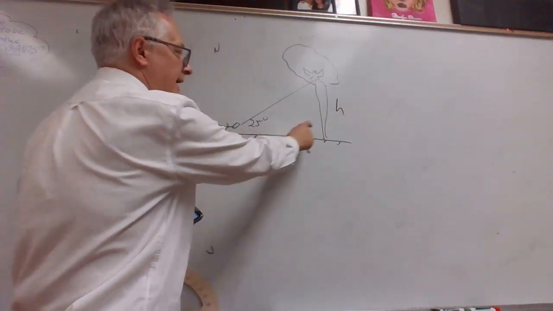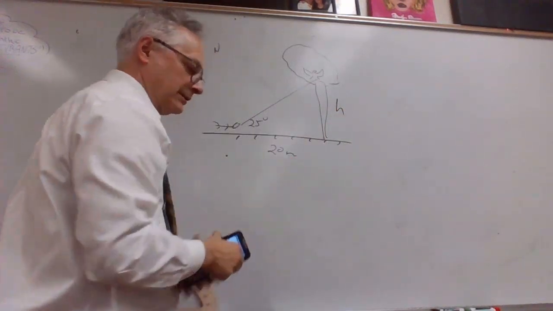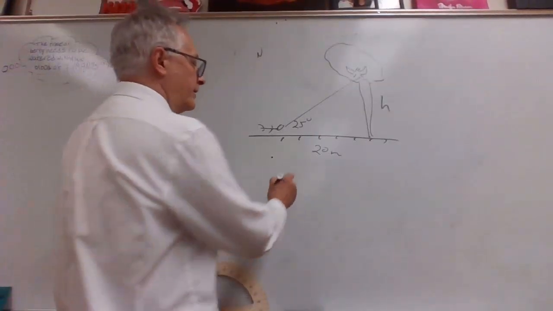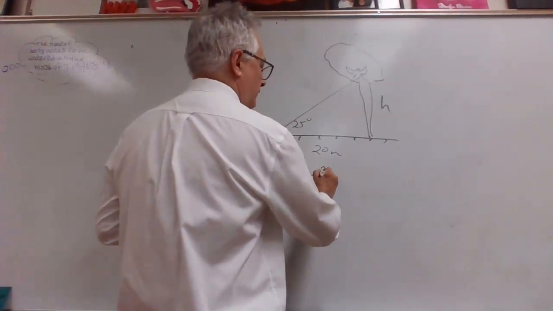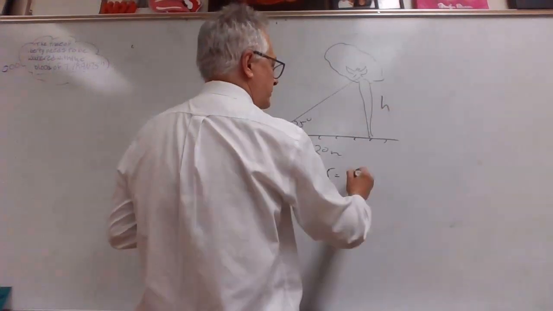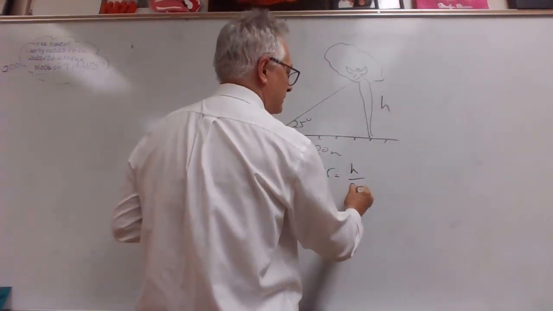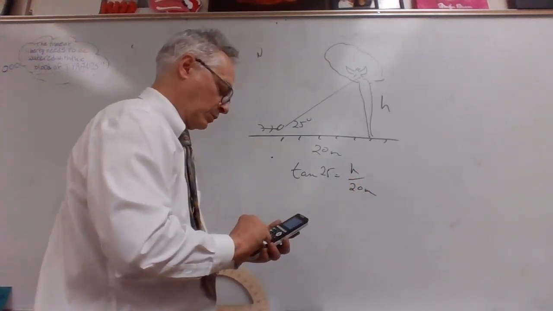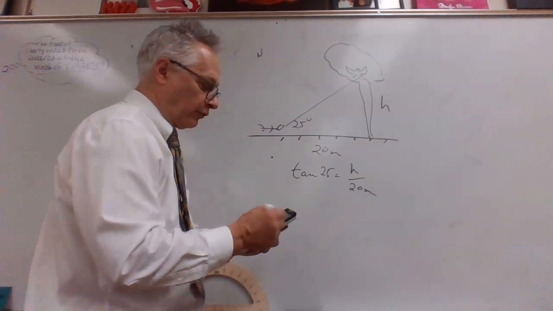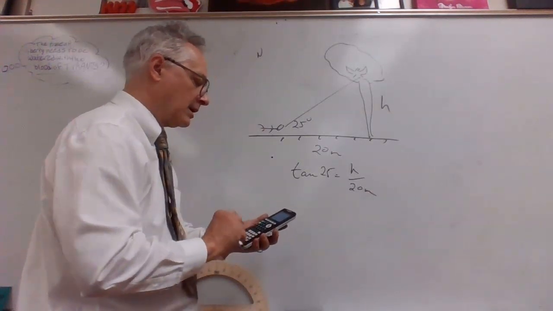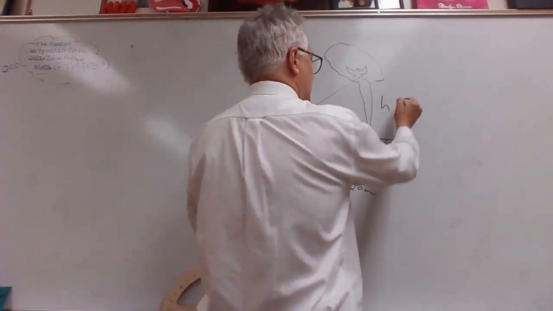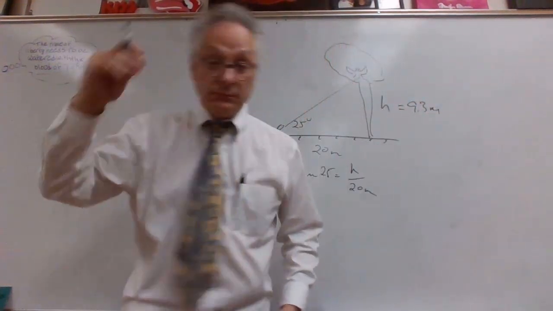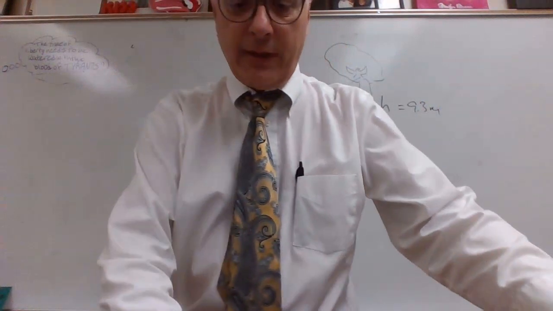So I know that tangent is opposite over adjacent. Okay, so we know that the tangent of 25 is going to be equal to the opposite over the adjacent. So tangent of 25 is 0.466 times 20. So my bird is 9.3 meters high, and that's how you do that one.